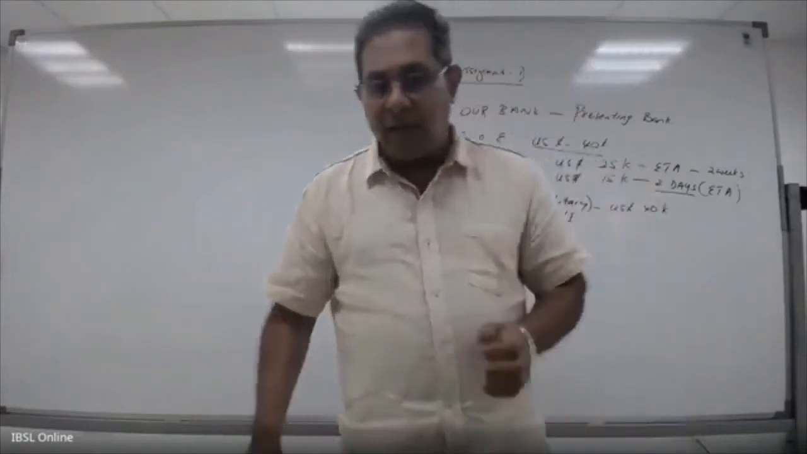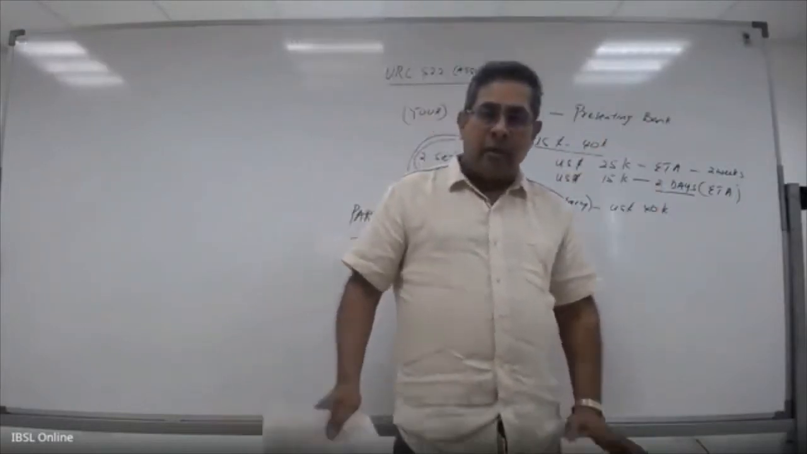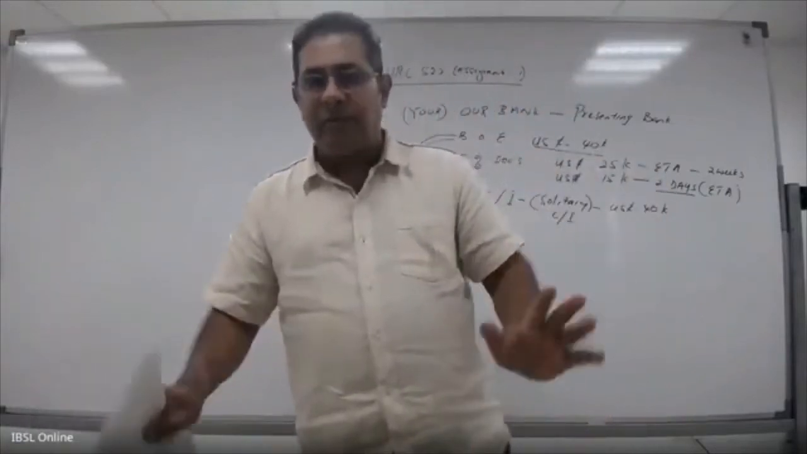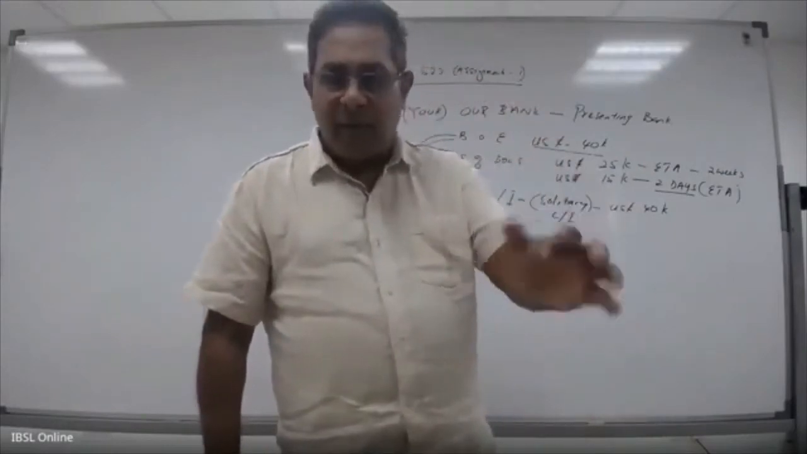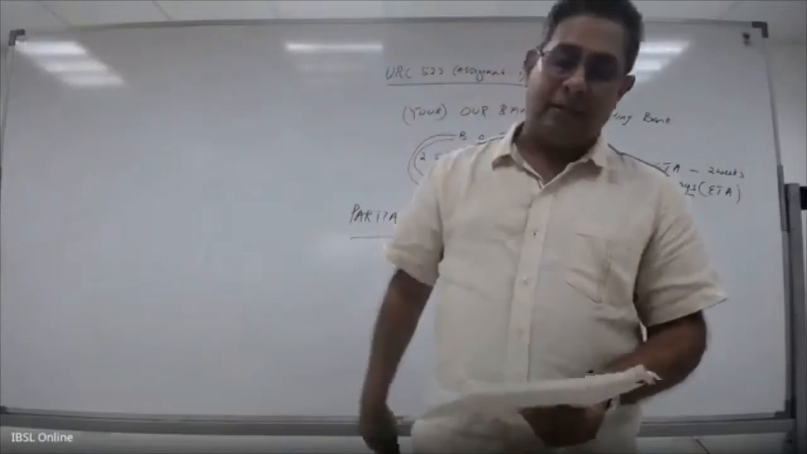Anybody who has learned URC 522 by heart would have failed the customer. So what happens? Finally, you will have a set of rules and a set of articles, but you will lose the customers, right? What you have said is according to the articles, but you are not safeguarding the customer. Now you have to make an approach outside the articles.